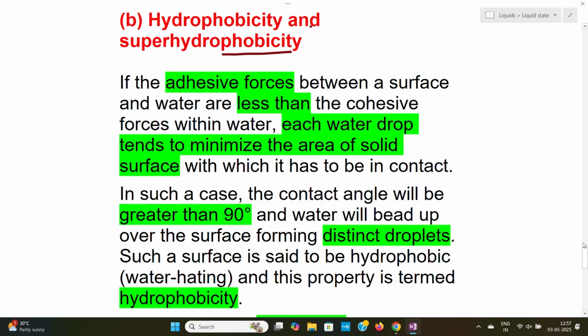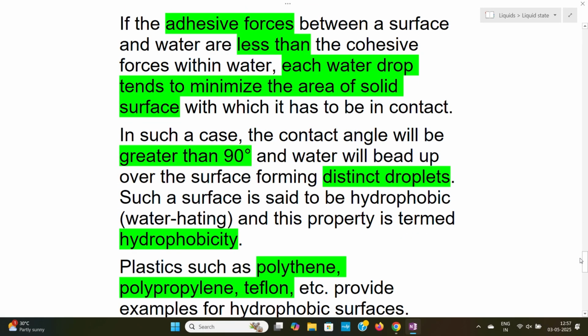The surface area will reduce. Therefore, that liquid will remain as a drop on the solid surface. And the contact angle will be greater than 90 degree in these cases, and the water will remain as a drop on the solid surface, and such a surface is said to be hydrophobic or water hating, and this property is termed as hydrophobicity.